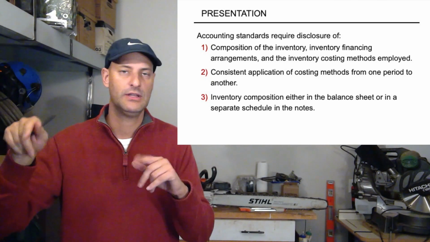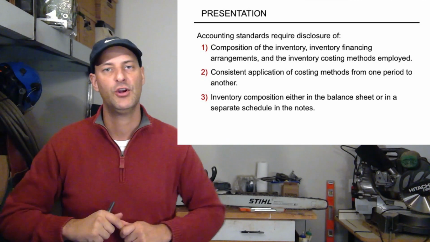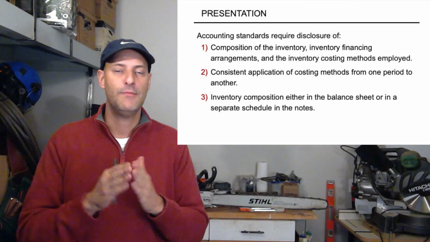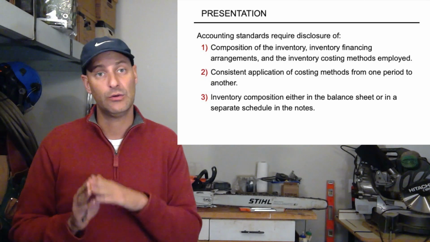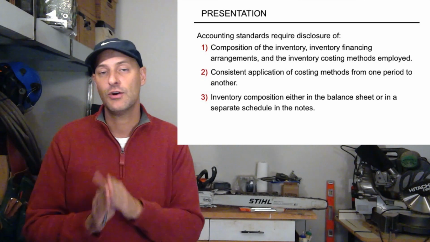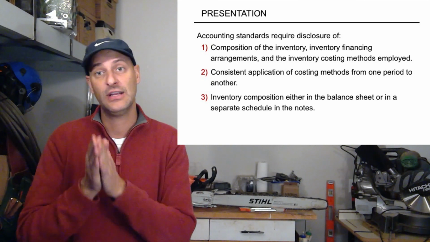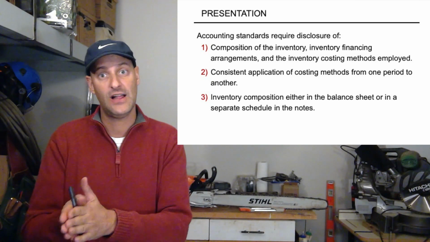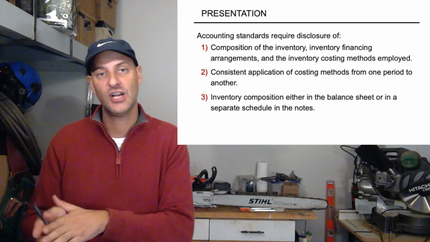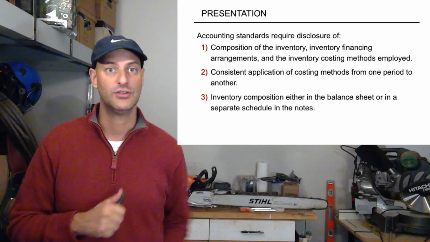You can't switch between LIFO and FIFO and weighted average costing from one period to the next, again, because that would make the financial statements not comparable. As a matter of fact, changing your inventory method actually is a change in accounting standards or principles that you're following and would need retrospective adjustment, as we talked about in previous chapters.